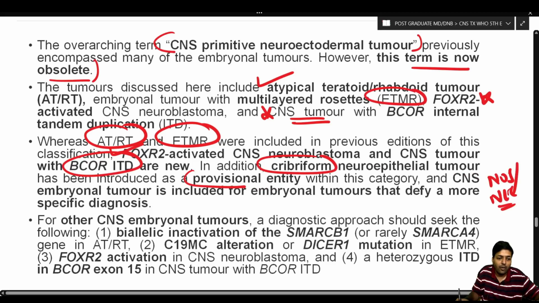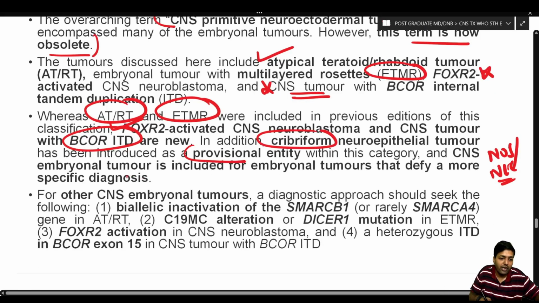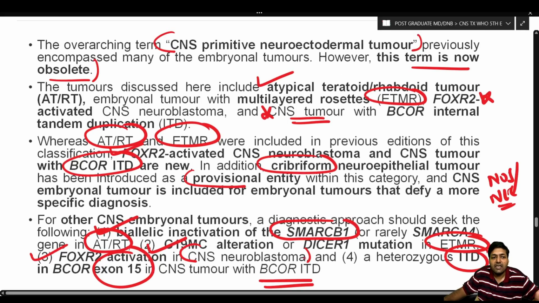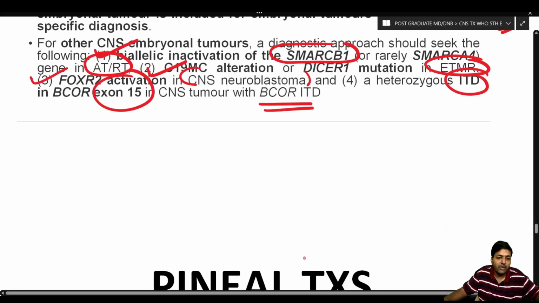Now, for other CNS embryonal tumors, the diagnostic approach should seek the following. For example, biallelic inactivation of SMARCB1 that is seen mainly in ATRT. C19MC alteration or DICER1 mutation is seen in ETMR. FOXR2 activation is seen in CNS neuroblastoma with FOXR2 activation. And again, heterozygous ITD in BCOR exon 15 is seen in CNS tumor with BCOR ITD. So these are the molecular alterations that we see in different types of these other CNS embryonal tumors.